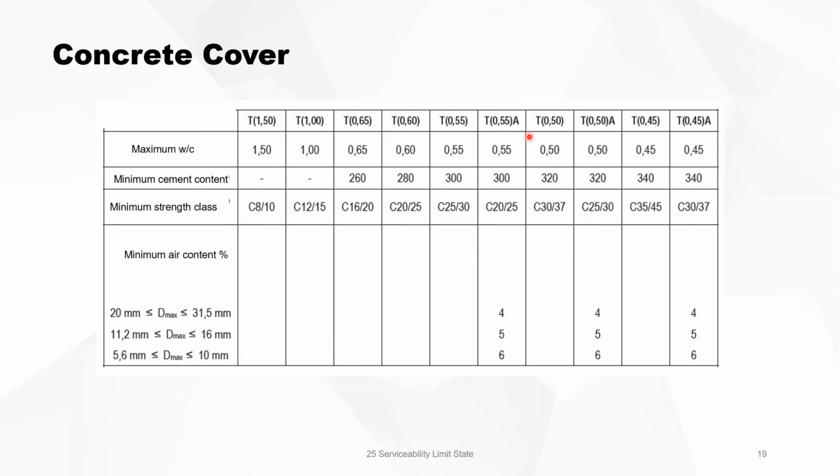And in this table, every concrete type gives you the maximum water cement ratio, the minimum cement content, and the minimum strength class. So now it's getting easy. You have your environmental class. From the environmental class, you look up in the table, what is my concrete type? And from the concrete type, you will see what is the minimum strength required.